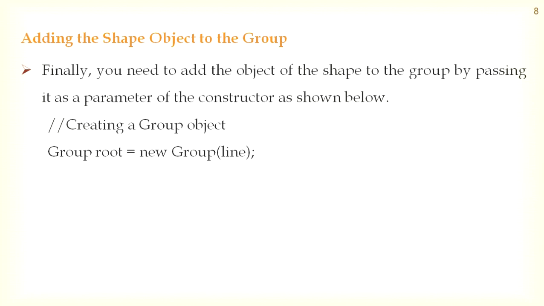Adding the shape object to the group. So finally you need to add the object of the shape to the group by passing it as a parameter of the constructor as shown below. Creating the group object: Group root equal to new Group.